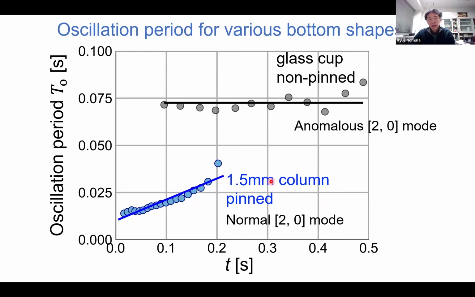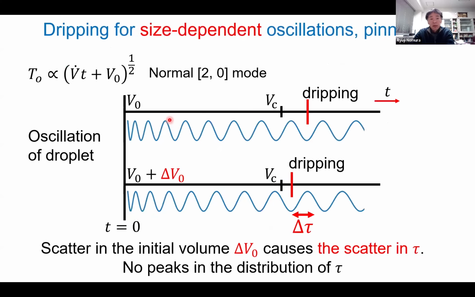But for the column, it's pinned, and we have a time dependence in the oscillation period due to the volume dependence of the oscillation period. So I call this normal 2-0 mode. And these two behaviors make a difference in the dripping period, I think. So next, let me explain our present understanding of the difference.